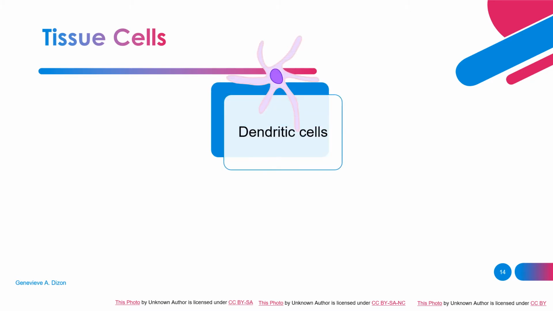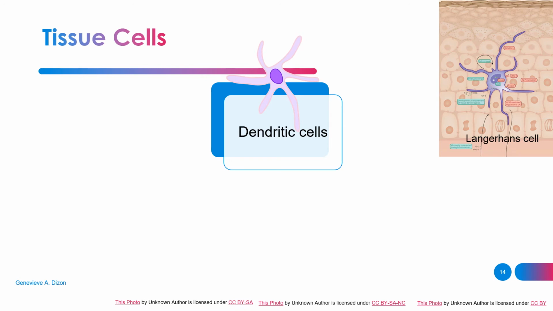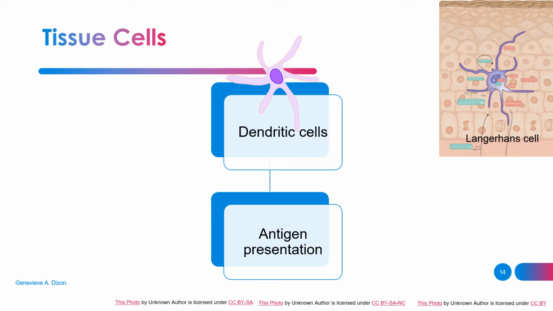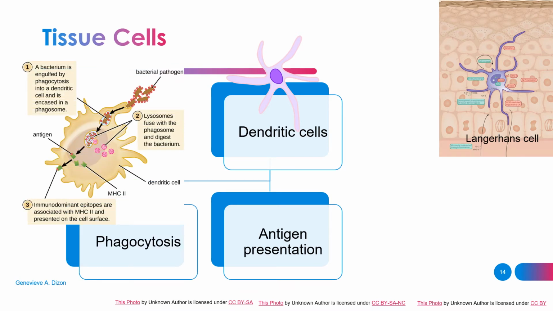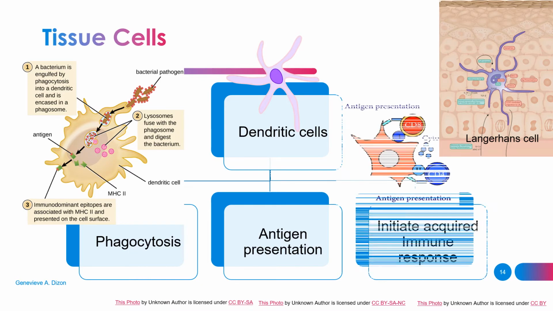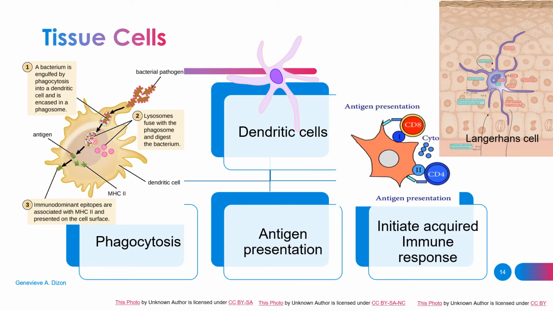The third type of tissue cell are the dendritic cells. A special kind of dendritic cell called the Langerhans cells are present in all layers of the epidermis and are most prominent in the stratum spinosum. The main function of dendritic cells is to process the antigenic material and present it on their cell surfaces for the T cells of the immune system. Also, they are able to perform phagocytosis. The dendritic cells are considered as the bridge in between innate immunity and acquired immunity, as they initiate the start of the acquired immune response.